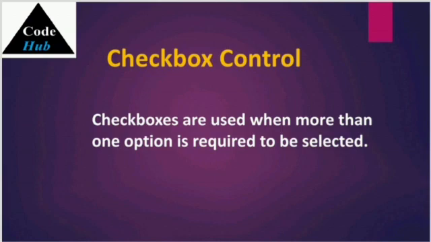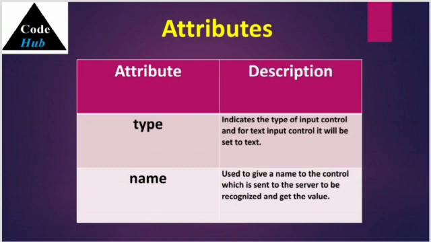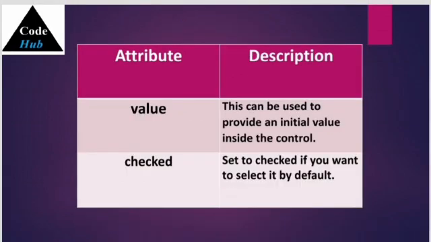Next is checkbox. Checkboxes are used when more than one option is required to be selected. They are also created using the HTML input tag, where the type attribute is set to checkbox. Attributes of checkbox are as follows. Type indicates the type of input control, and for a checkbox control it will be set to checkbox. Second is name, used to give a name to the control which is sent to the server to be recognized and get the value. Value, the value that will be used if the checkbox is selected. Checked, set to checked if you want it selected by default.